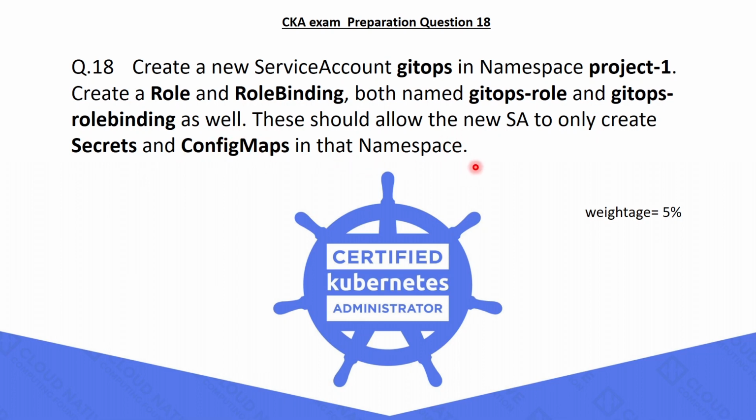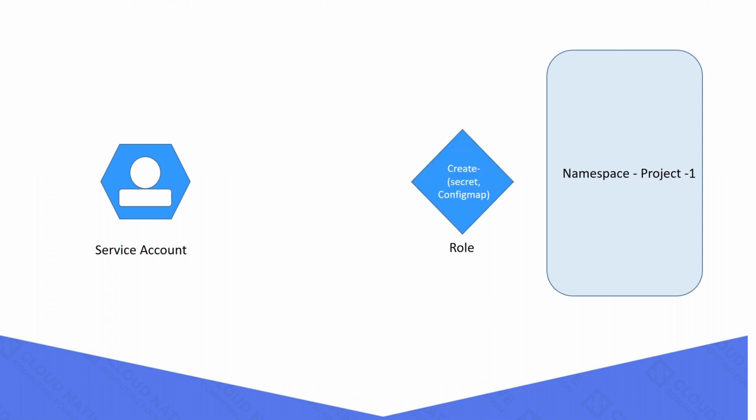I will explain the solution of this question with a diagram. We have a namespace project 1. We have to create a service account called GitOps. Then we need to create a role that should only allow creating the secrets and the config map on the namespace project 1. Then we need to create a role binding and we need to bind the service account to the role. So by using the service account, we can create only the secrets and the config map in the project 1 namespace.